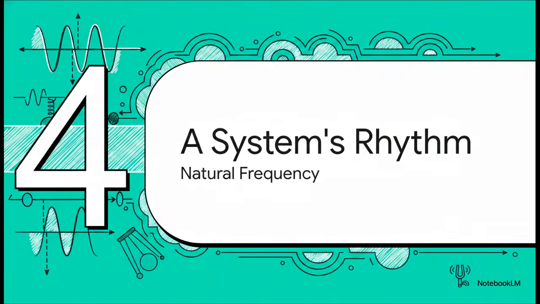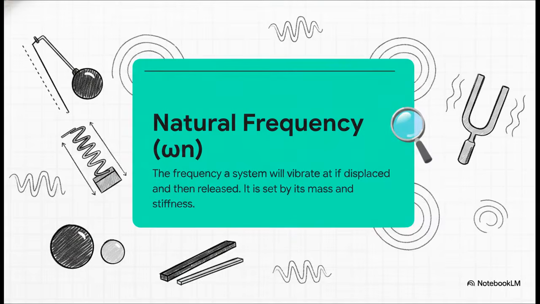Okay, so we've got the language down, but now we get to what is maybe the single most important concept in all of vibration physics. Every single system has its own unique built-in rhythm. This is called its natural frequency. It's the specific frequency that an object just wants to vibrate at. It's not about how hard you push it or how far you pull it. No, it's determined by its own physical makeup, specifically its mass and its stiffness. It's part of its identity.